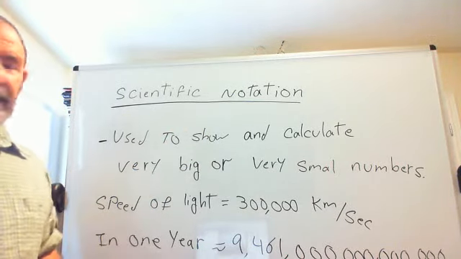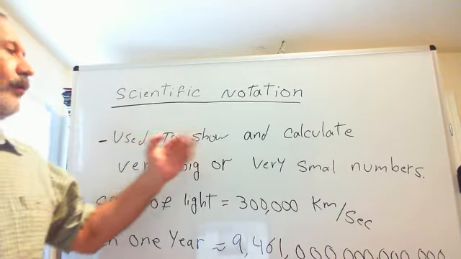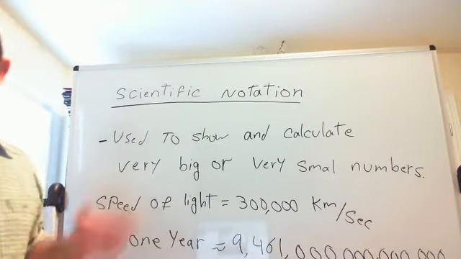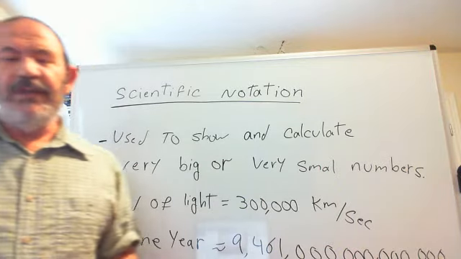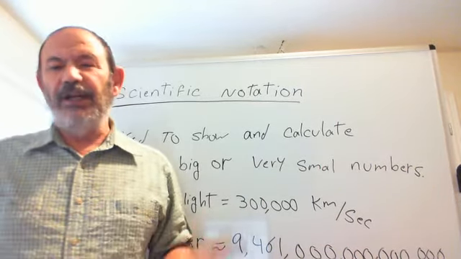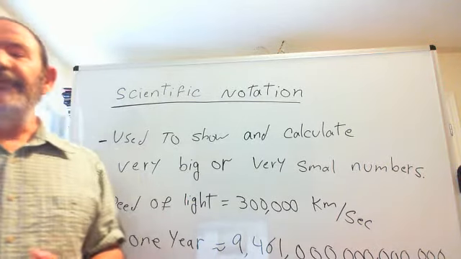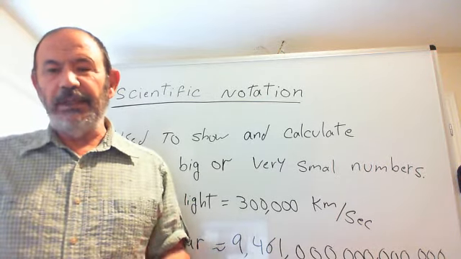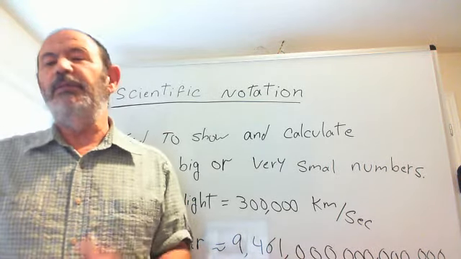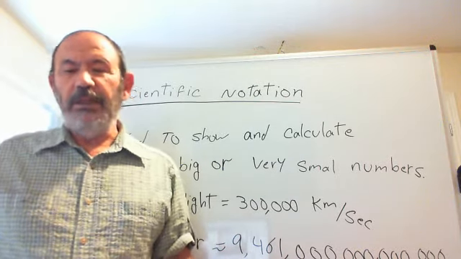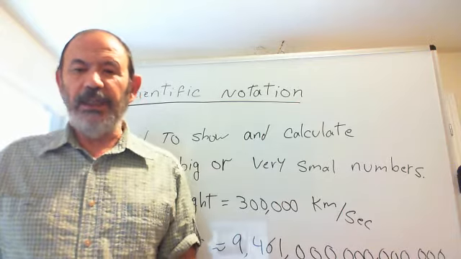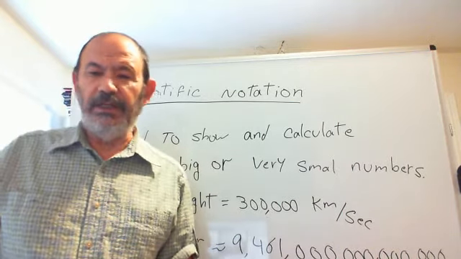Scientific notation is used to show and calculate very large or very small numbers. So we use scientific notation when we have a very large number or a very small number and we want to enter it into a calculator or computer, multiply, divide, or this type of thing. Working with very large or very small numbers in the original notation is going to be very hard.